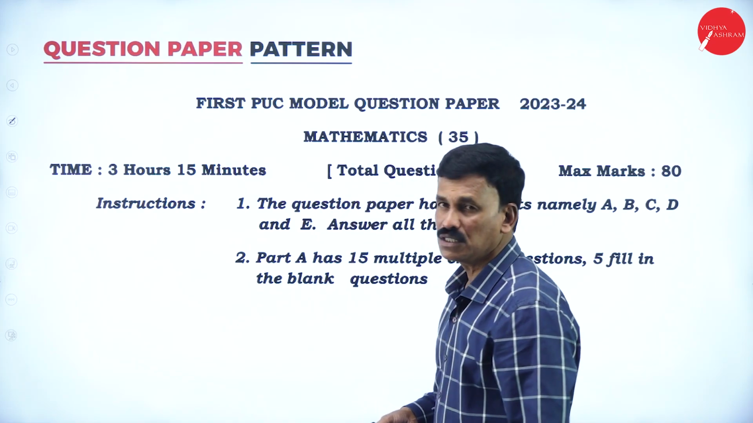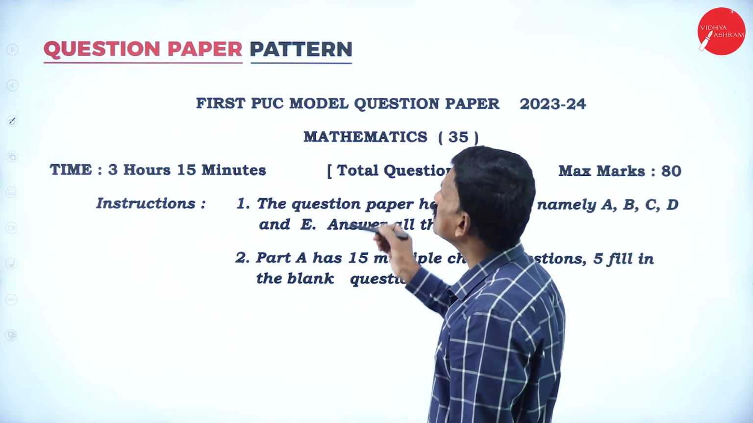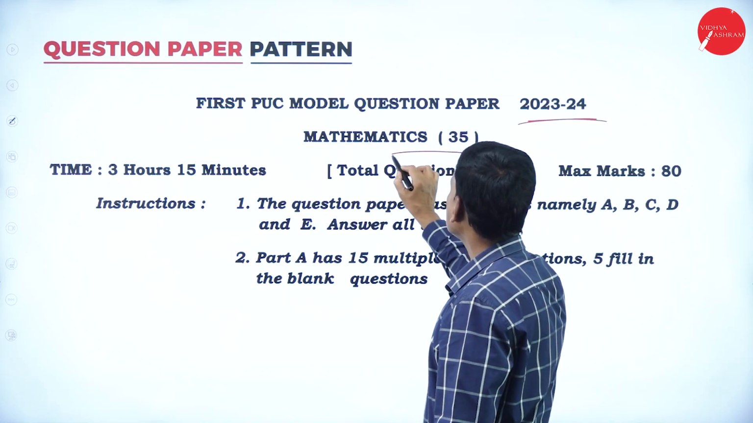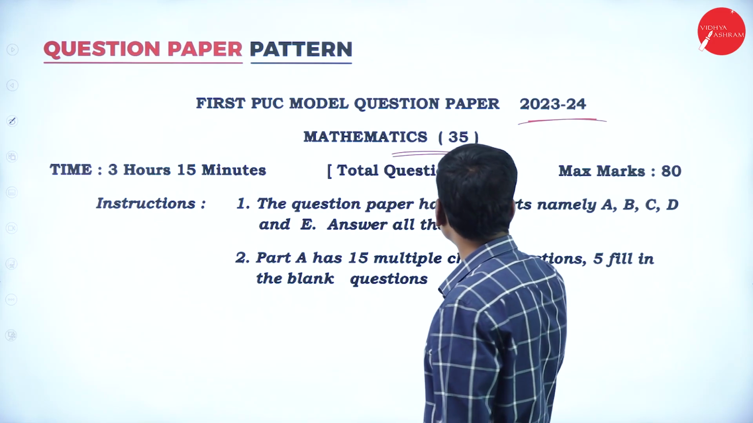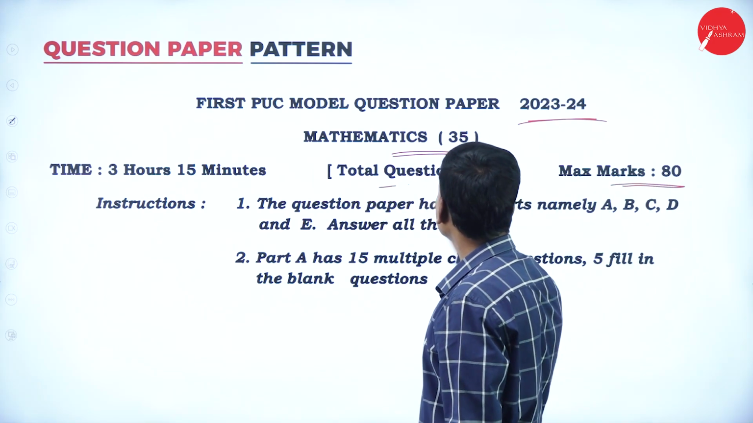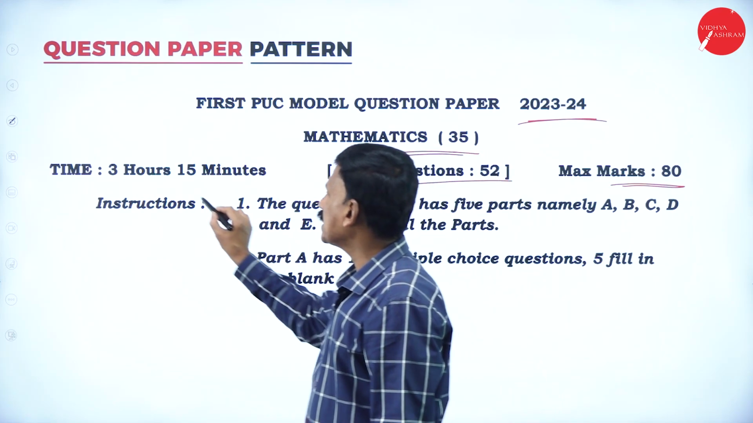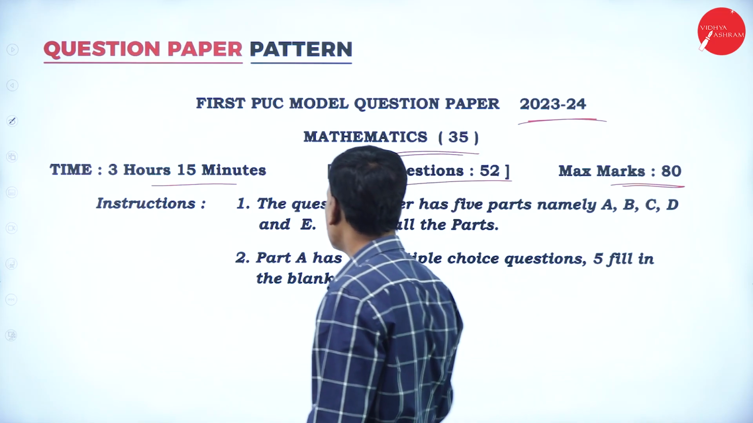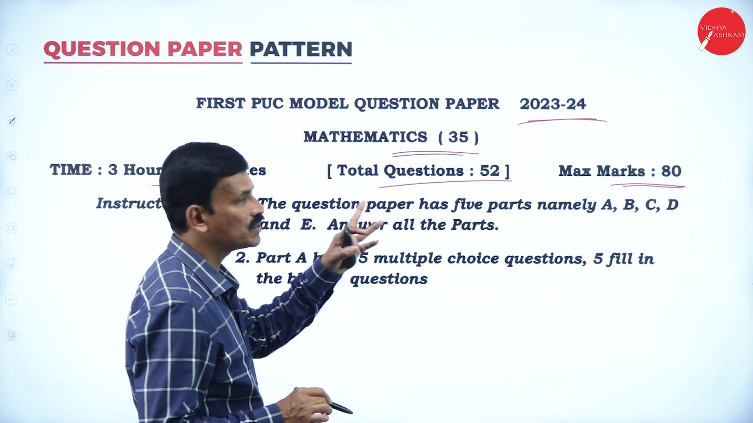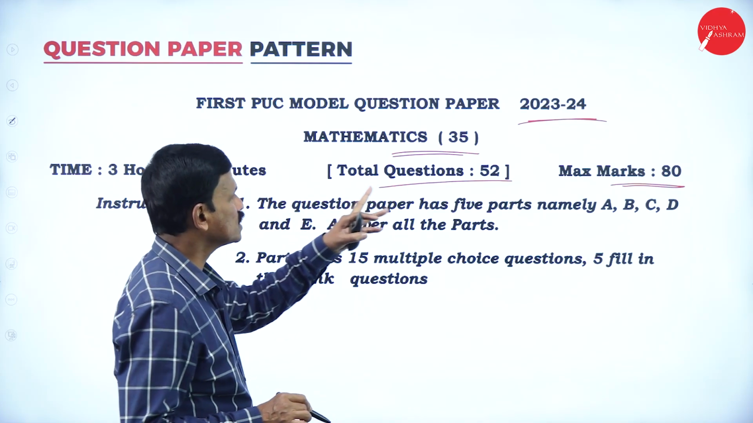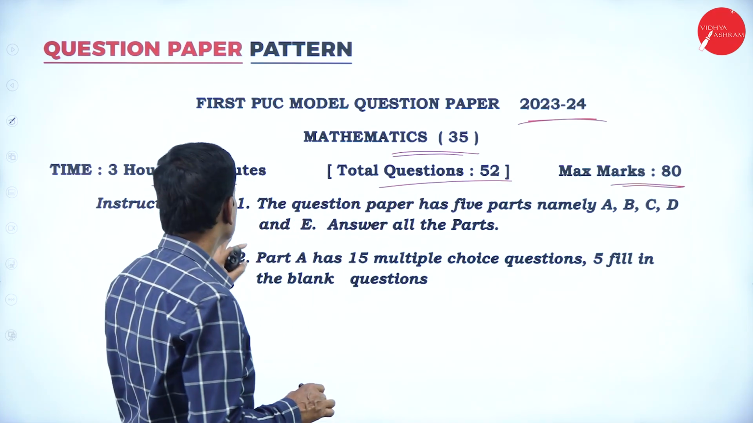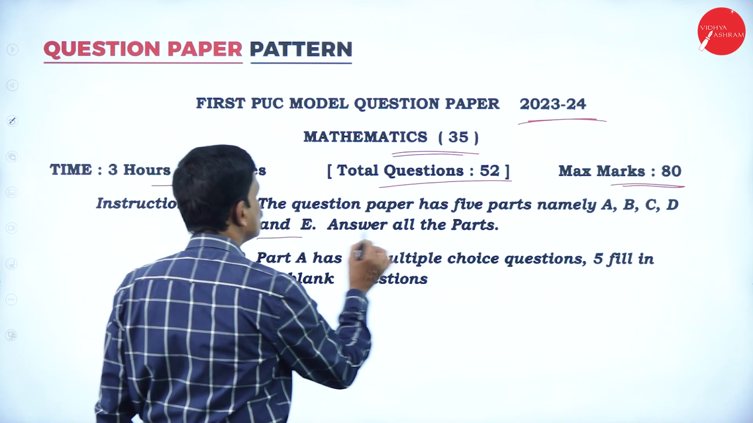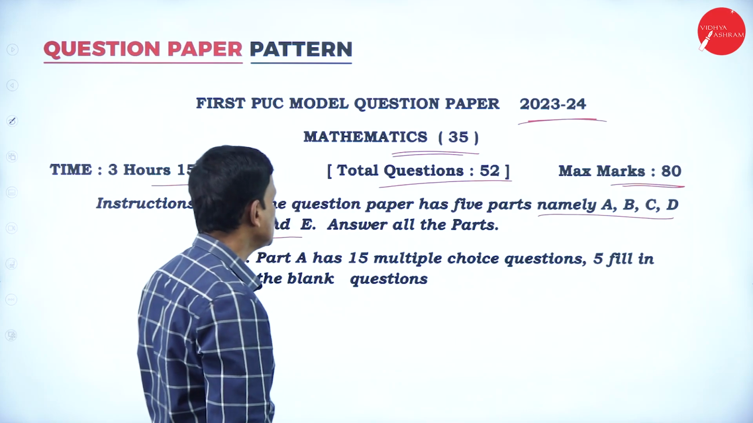Now let us discuss the model paper, then I will go for the solutions. First PUC model question paper 2023-24, subject mathematics. The subject code is 35, maximum marks is 80, total number of questions are 52, the time allotted is 3 hours and 15 minutes. And what are the instructions given? So this question paper has 5 parts, namely A, B, C, D and E.